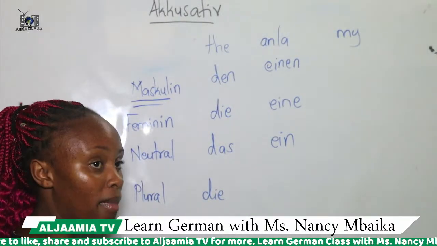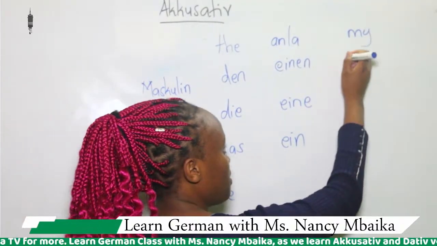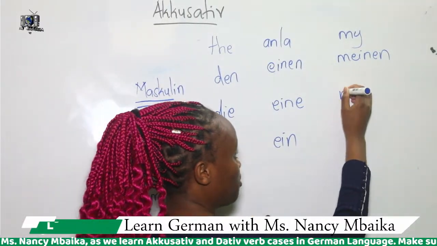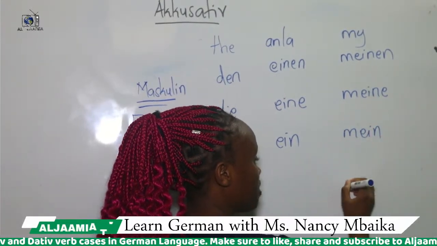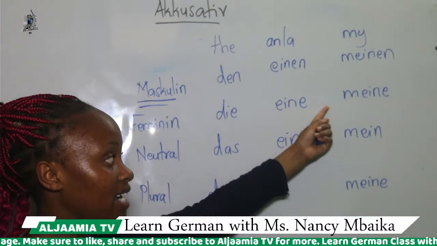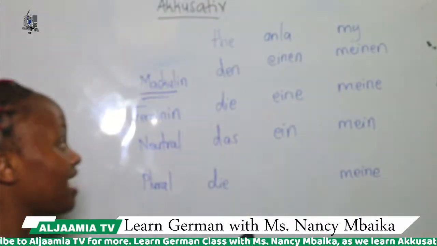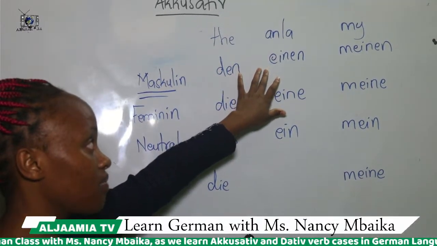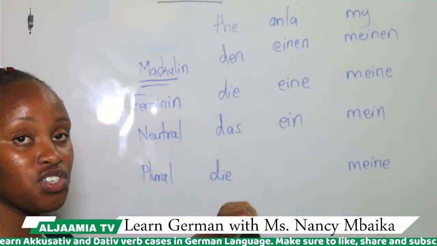The other article is mein. The masculine again, it's going to change from mein to meinen. Let us put it down. Meinen. This one will remain to be the same, meine. This one will remain to be the same, mein, and also the plural will remain to be the same, meine. So you have meinen, meine, mein, meine. Okay, let us say the dog, den Hund. Let us say a dog, einen Hund, and my dog, meinen Hund. But the rest are going to remain to be the same.